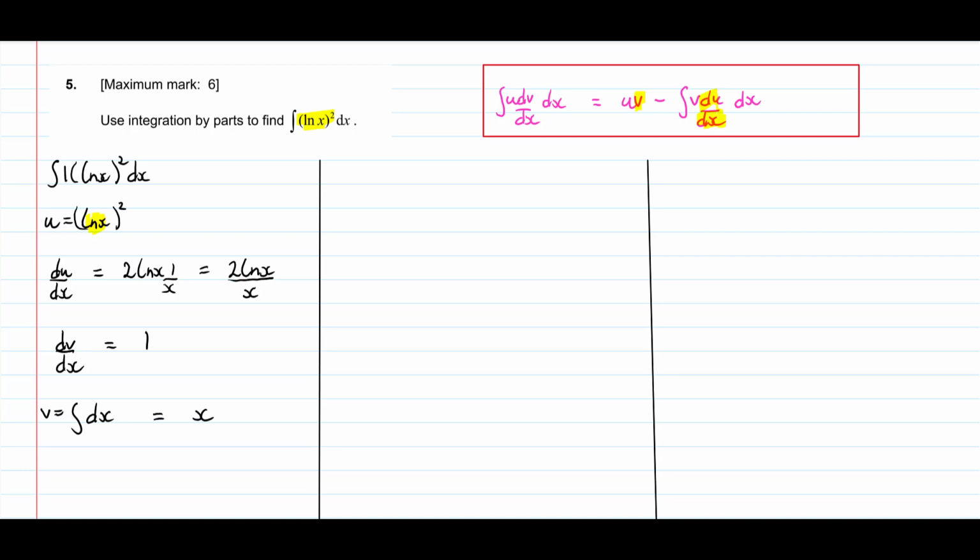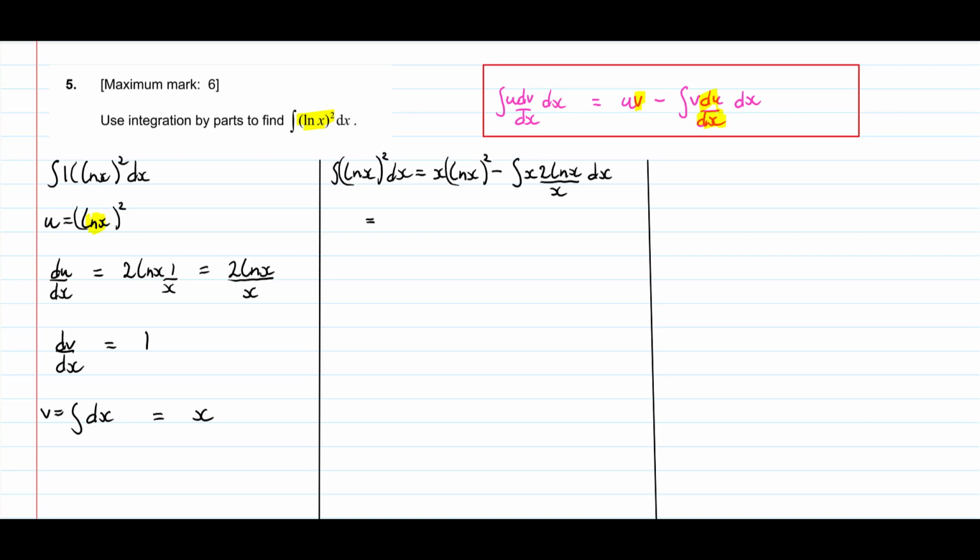So we can plug these into the formula, and then we get the integral of (ln x) squared. So there's no need to keep writing the 1 out. So that's going to equal, well, our u times v. So v was x, u is (ln x) squared. So I'll write that as x times (ln x) squared, minus the integral of v, which is x, and then du by dx is 2 ln x over x. So 2 ln x over x.